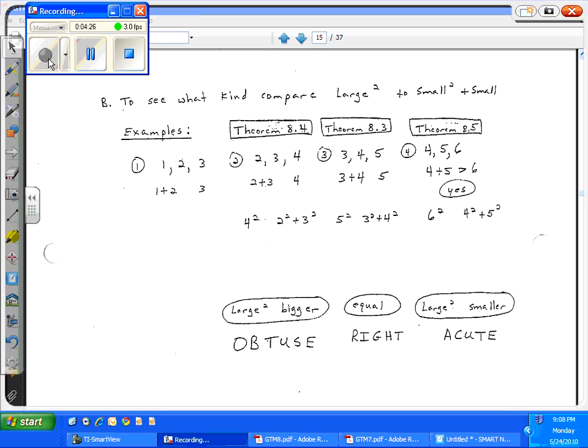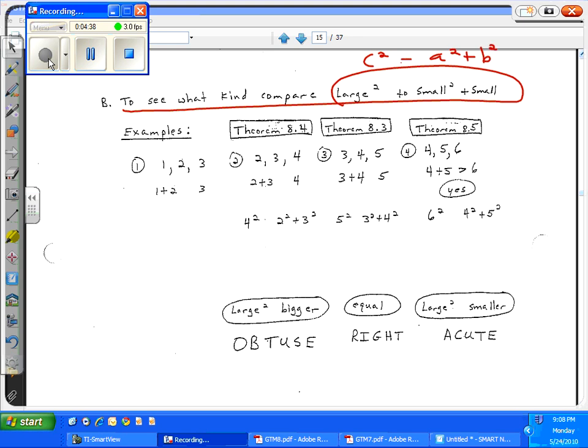To see what kind of a triangle it is, we're going to compare the large square to the small square plus the small square. It's like checking the c squared and a squared plus b squared. If they come out equal, then it is a right triangle. If they do not come out equal, it's not a right triangle. And then what do you do after that? Well, think about that compass with the pencil and the pointy thing.